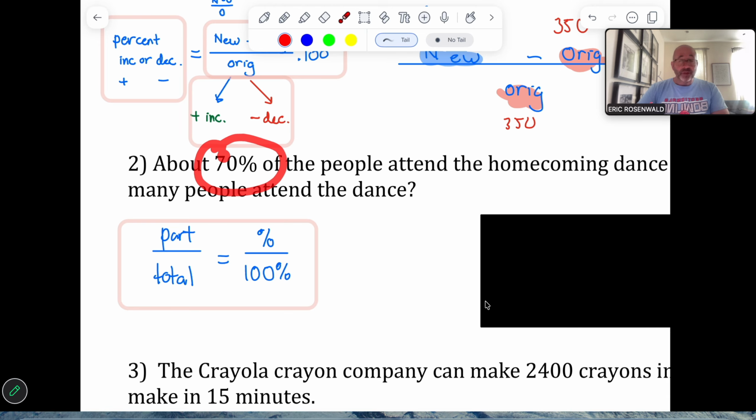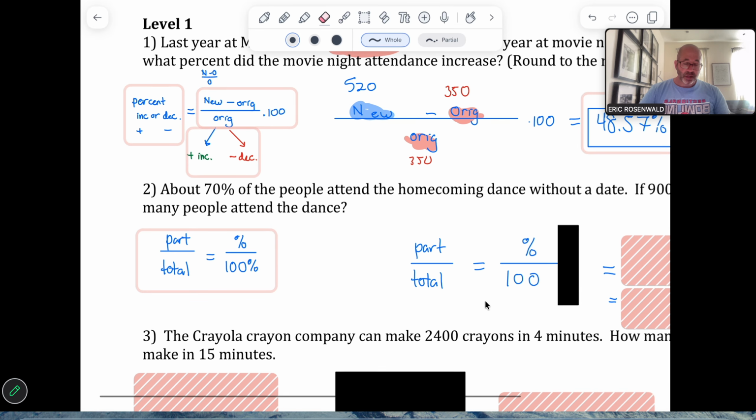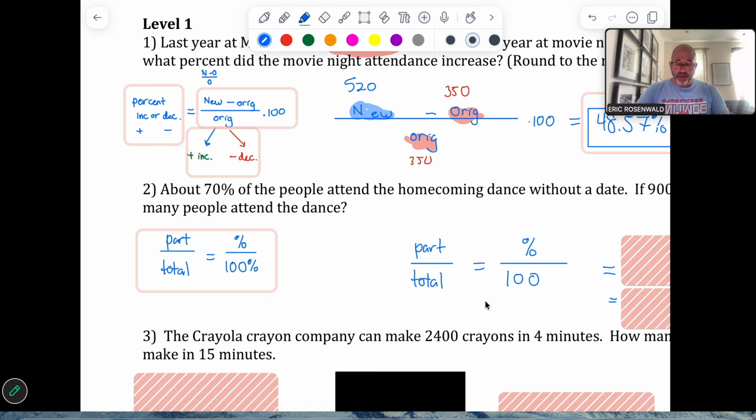So it's the part out of the total. And so when we set up this problem here, let's take the part and the total and compare it to the percent out of 100, okay? What we're saying here is that 70%, so that's going to be our percentage that's right here. So let's throw a 70 on there, okay?